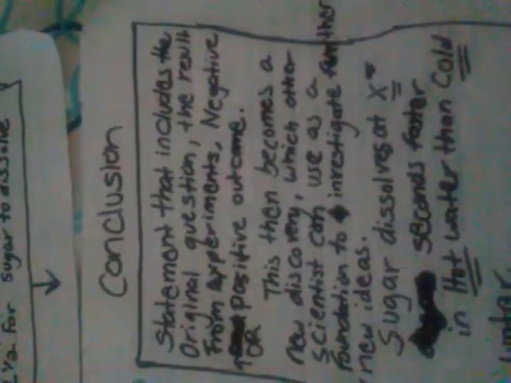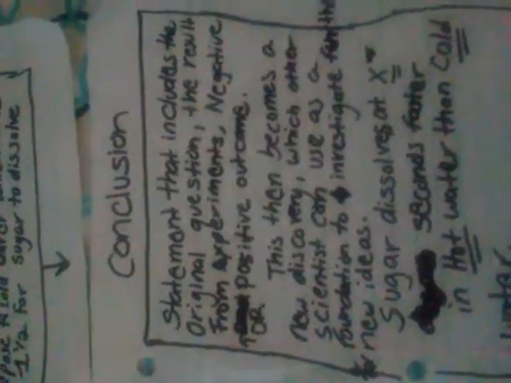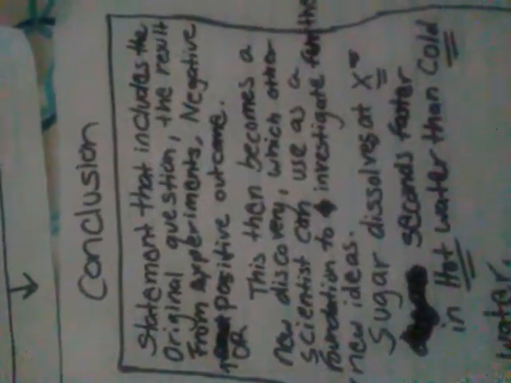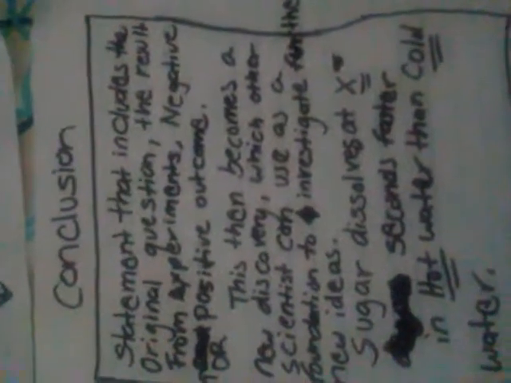I have here on the bottom, it says, then this becomes a new discovery which other scientists can use as a foundation to investigate further for new ideas regarding the same topic. So basically, having a conclusion with the original question in mind, and the negative or positive outcome of the experiment, helps other scientists develop more ideas about the same topic in depth, so they can have another discovery.